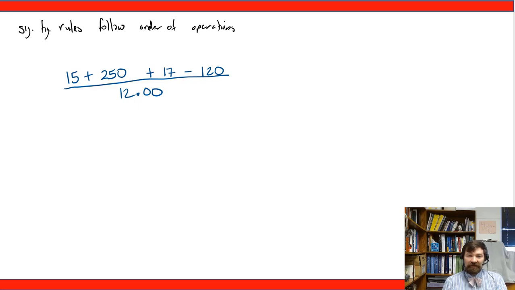You have to start off by adding up everything here in the numerator. All right, so 15 plus 250 is 265. Plus another 17 means that now we're at 282. Minus 120 means that we have 162 over 12.00. But if you look at these, this one right here and this one right here are both ambiguous.